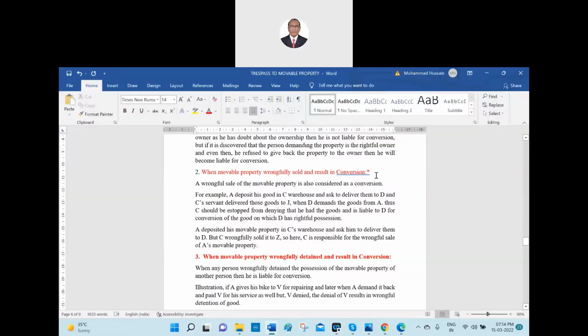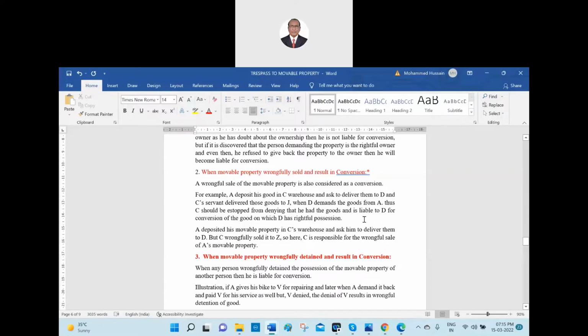Yesterday I was dealing with when a movable property is wrongfully sold and results in conversion. Here I put the asterisk mark. A wrongful sale of movable property is also considered a conversion. The example I already did: A deposits his goods in C's warehouse and asks C to deliver them to D, and C's servant delivered those goods to J, another person. When D demands the goods, C should be stopped from denying that he had the goods and is liable to D for conversion of the goods on which D has a rightful possession.